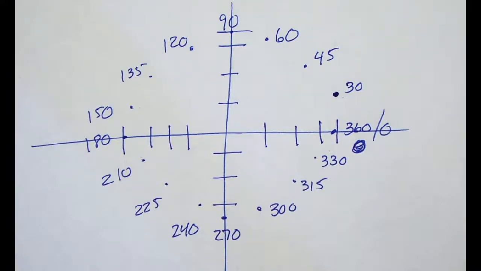Cotangent of 135. Find tangent of 135, then you just flip upside down. So tangent of 135 is negative 1. What's negative 1 flipped over? Still negative 1. So it would be negative 1.